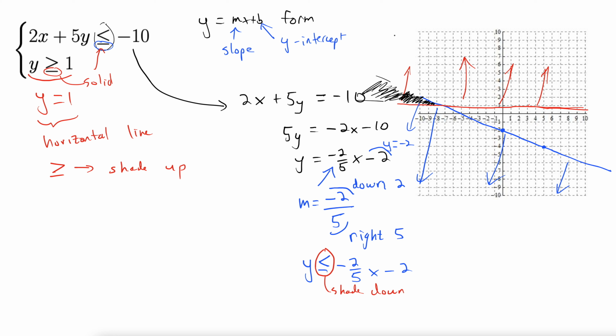Make it very clear in your answer which region you're shading. Mine is the black region, but still, I may want to erase all this other stuff to make it very clear that only this one region is shaded as the final answer.